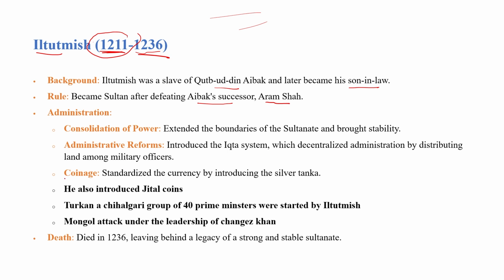First, we have to discuss the coinage of Iltutmish, who standardized the currency by introducing the Taka, which was made of silver. So during the time of Iltutmish, the silver currency was known as the Taka and the copper currency was known as the Jital. So there were two types of coin, Taka and Jital, we have to remember.